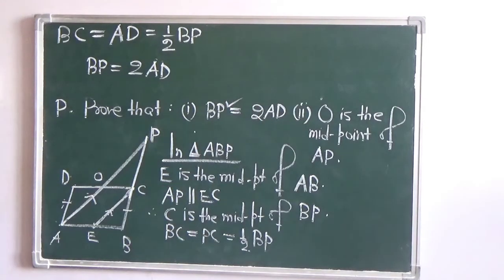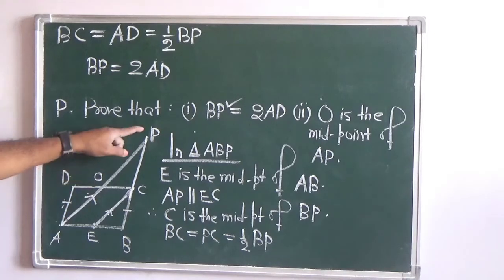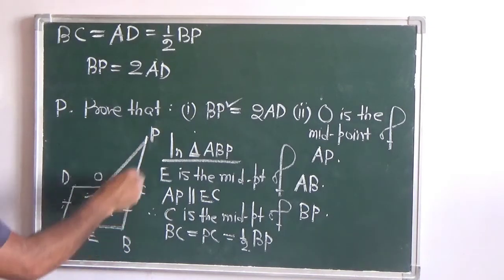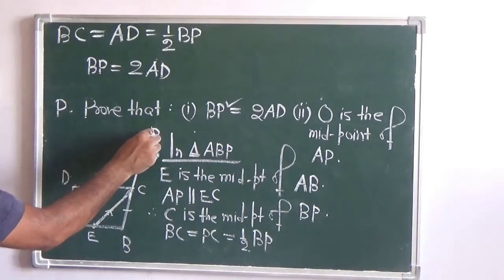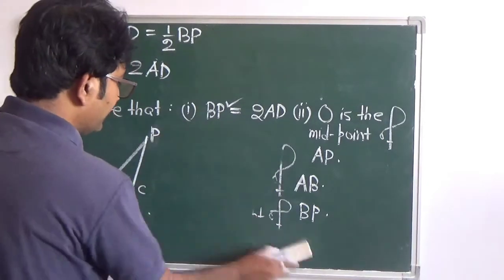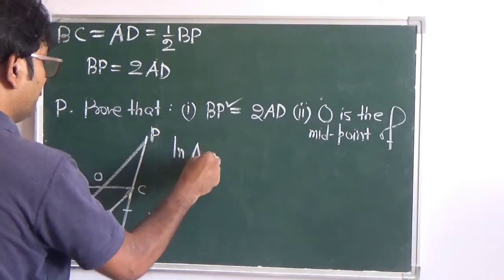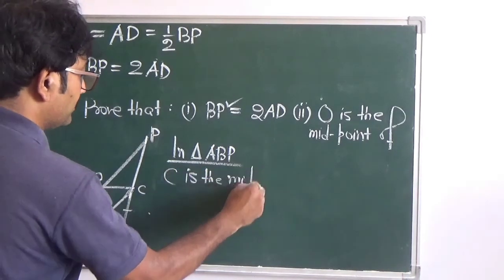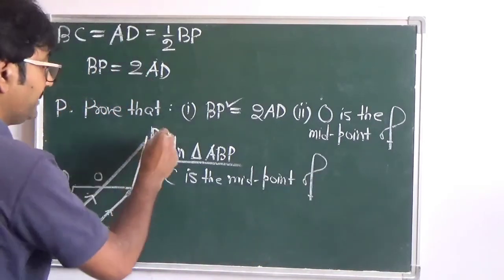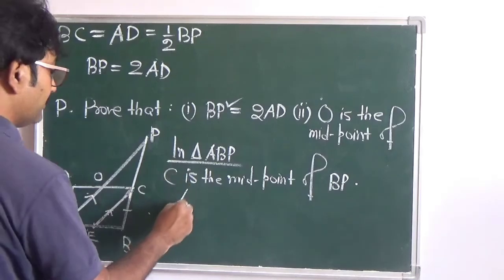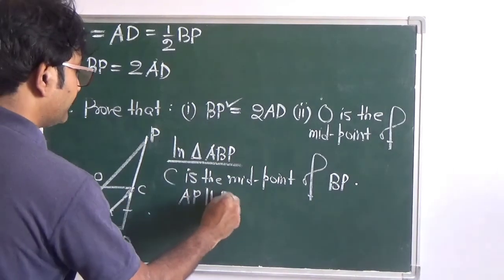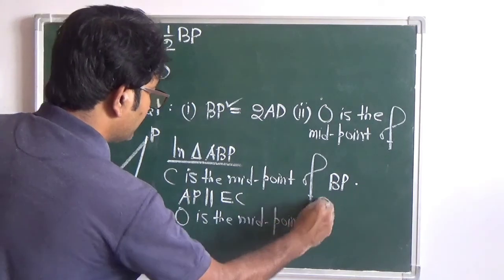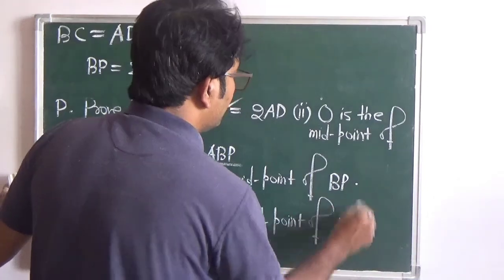And then, O is the midpoint of AP. In this triangle ABP, this is the midpoint and this is parallel to this. Hence O is the midpoint. So let us again write, in triangle ABP, C is the midpoint of BP. AP is parallel to EC, so therefore O is the midpoint of AP. So the second part is also proved.